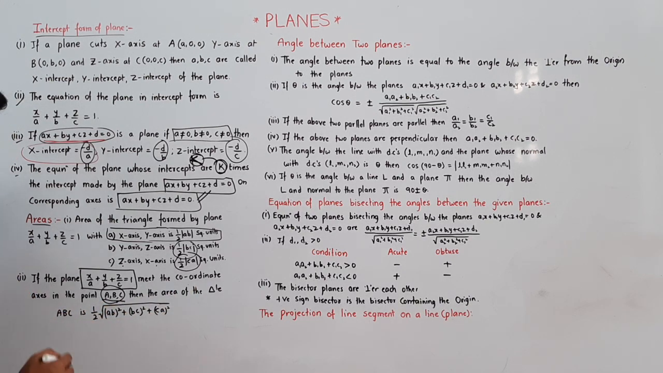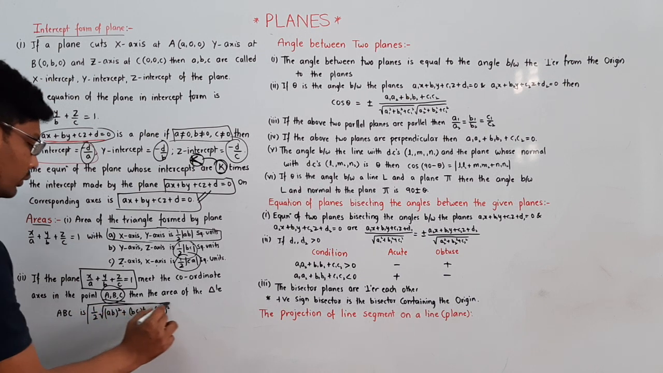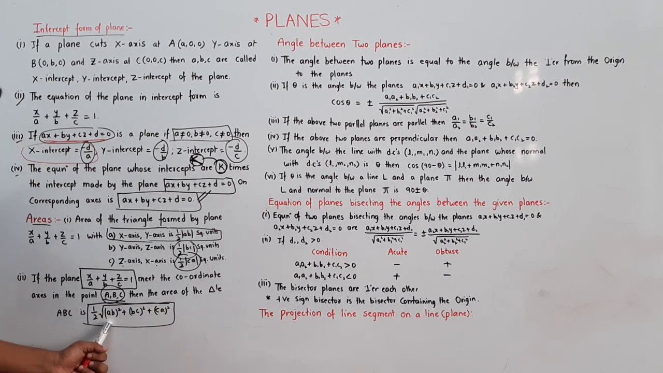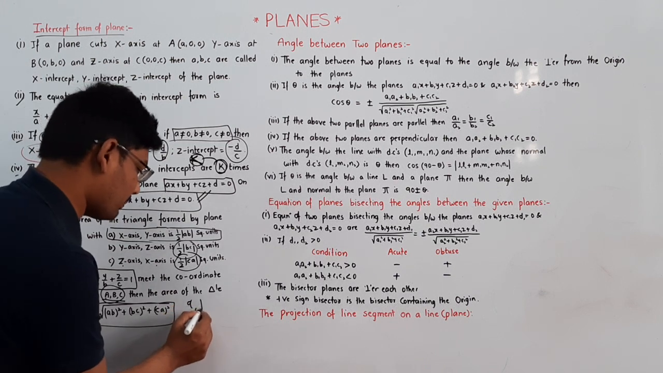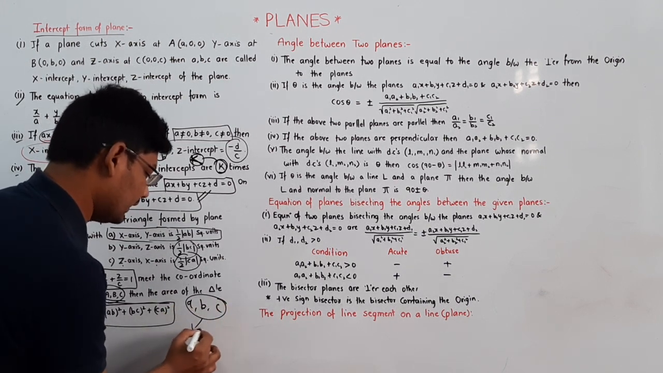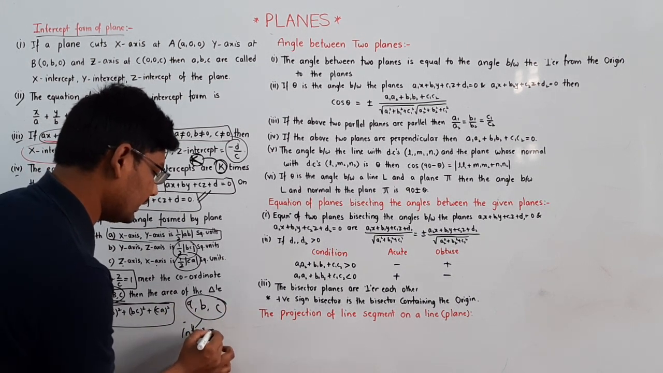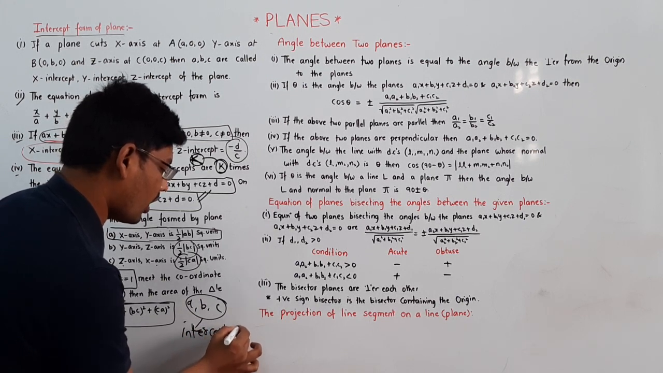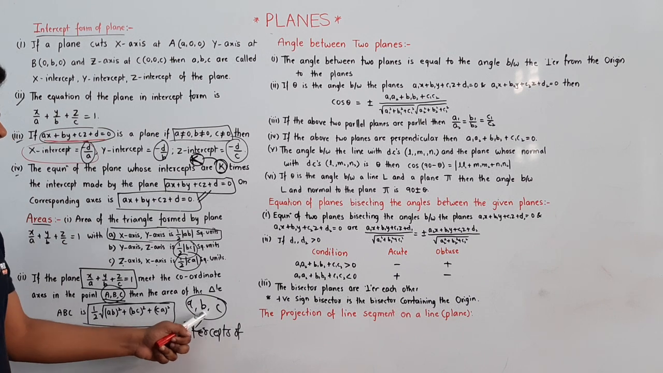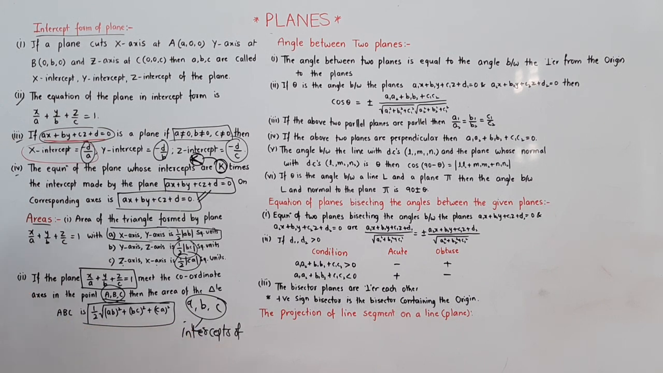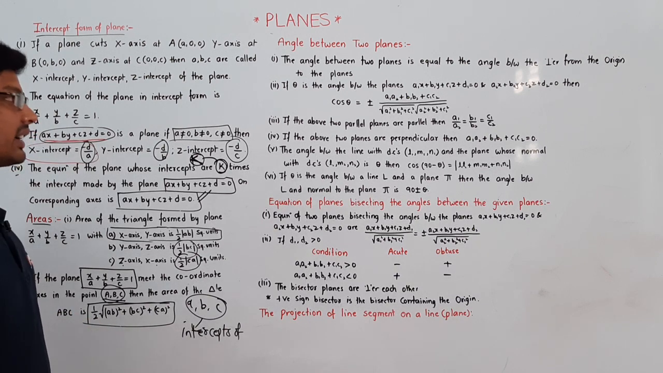Then the area of the triangle is 1 by 2 into the square root of AB square plus BC square plus CA square, where A, B, C are intercepts of the coordinate system, where A is the x intercept, B is the y intercept, C is the z intercept. If you substitute the intercepts in this formula, you will get the area of the triangle directly.